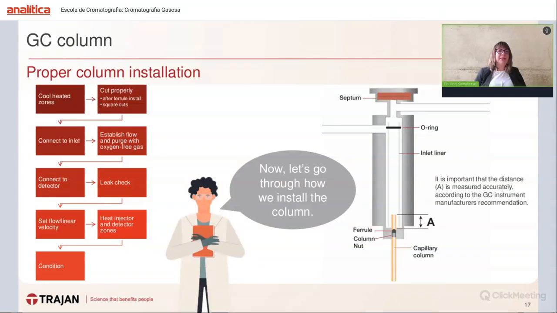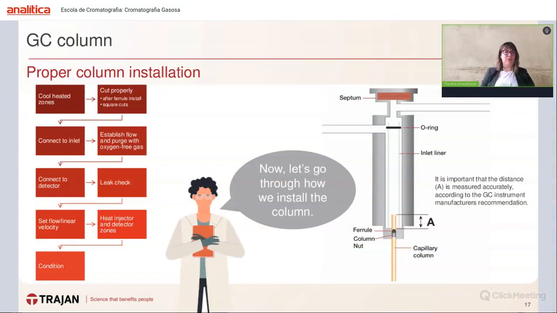The column should be in the right position all the time for our analysis to work properly. So how to install the column? First, we need to cool down our GC, as most of the time it's hot. Then we need to cut the column. The cutting of the column should be done after the ferrule is installed. And the cut should be square, flat, without any uneven surfaces.